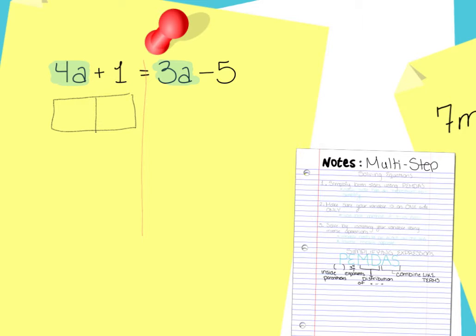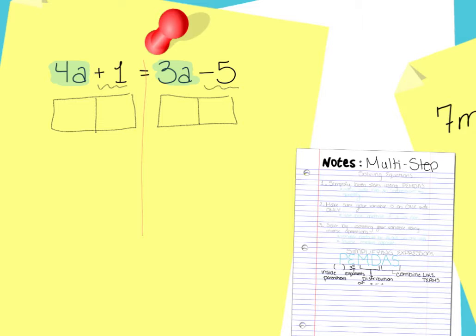Okay, so there's my 2 boxes on the left for my variables. And on the right side, I'm going to make the 2 boxes for the positive 1 and the negative 5 to find their spots. Okay, if you don't remember how to do the box method, please pay close attention to this explanation.